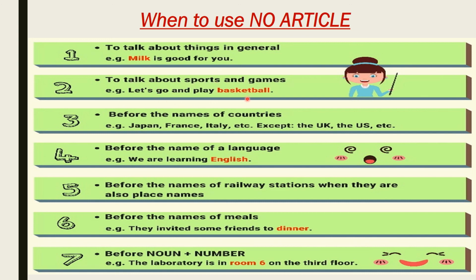To talk about sports and games: let's go and play basketball. In front of games also we don't use any article. Before the names of countries we don't use articles. Before the names of languages we don't use an article. Before the names of railway stations, when they are also place names, we don't use an article. Before the names of meals like dinner, lunch, we don't use an article. Before noun plus number like room 6, where the noun and number are together, we don't use an article.